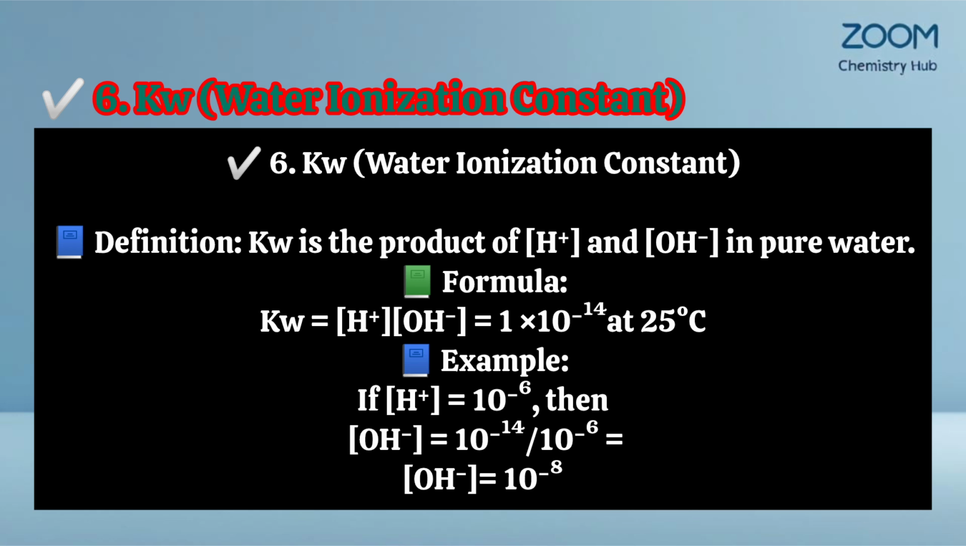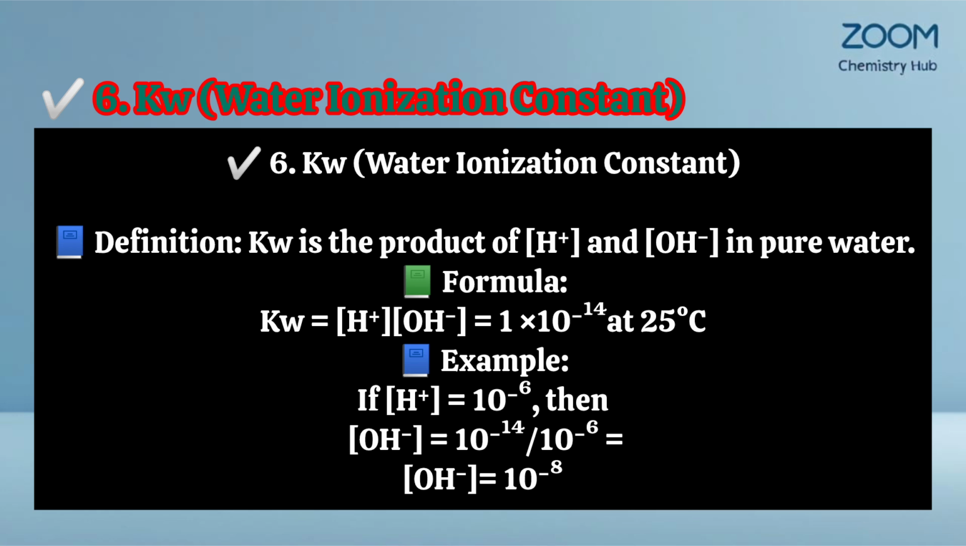Next, we have Kw, that is the water ionization constant or the dissociation constant of water. Kw is the product of hydrogen ion concentration and hydroxide ion concentration in pure water. Formula: Kw is equal to the concentration of hydrogen ion into the concentration of hydroxide ion, and that will be equal to 1 into 10 raised to power minus 14 at 25 degrees centigrade.